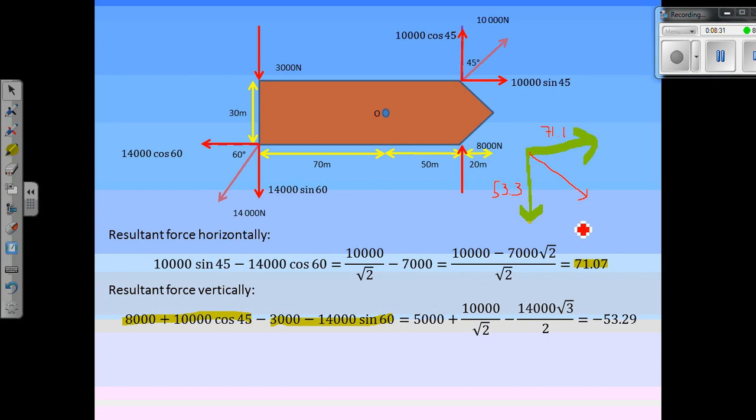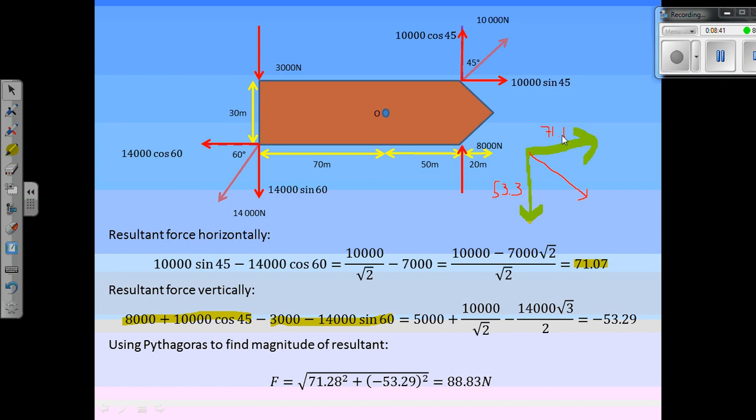So to find the size of the magnitude of the resultant force, we have to use Pythagoras' theorem. The size of the force is 71.1 squared plus 53.3 squared. Take the square root, and our resultant force is 88.83 newtons. So it's going to go in this direction here. And we could actually find the acceleration if we wanted, because if we know the mass, we can find the acceleration as well.